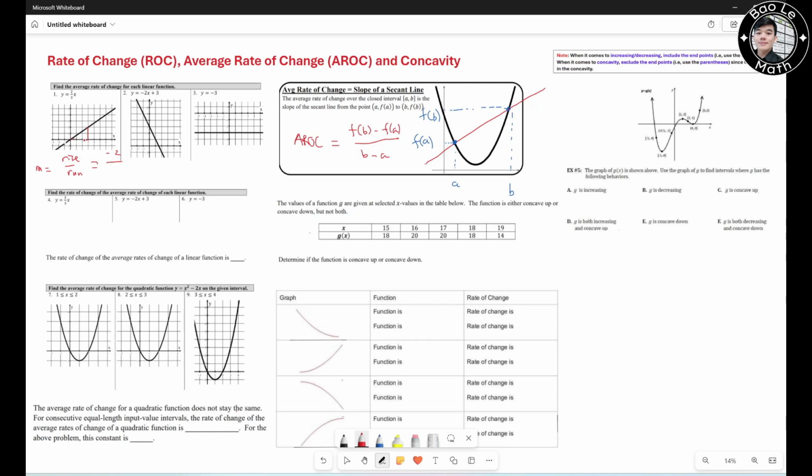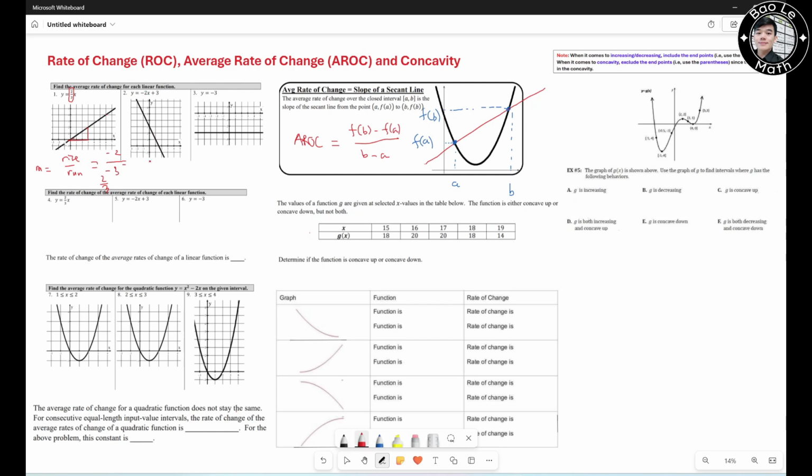Now go to the left 3 units. It's going to be negative 3. And we're going to simplify. It turns out to be 2/3. If you pick another 2 points right here, you still get 2/3. So actually the average rate of change for this linear function is 2/3, which is the slope of the line right here.